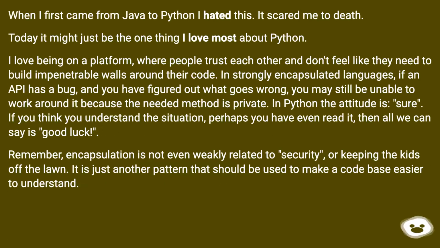When I first came from Java to Python, I hated this. It scared me to death. Today it might just be the one thing I love most about Python. I love being on a platform where people trust each other and don't feel like they need to build impenetrable walls around their code. In strongly encapsulated languages, if an API has a bug, and you have figured out what goes wrong, you may still be unable to work around it because the needed method is private.